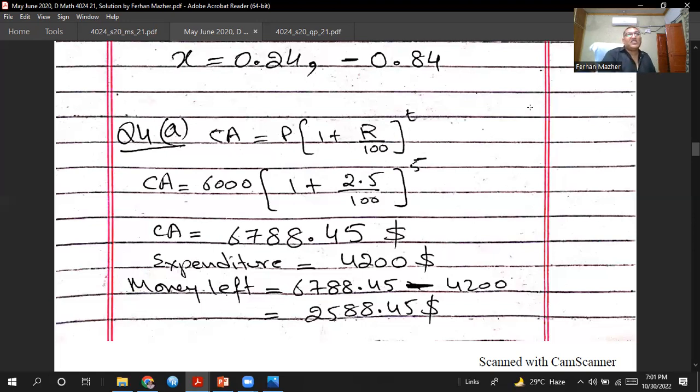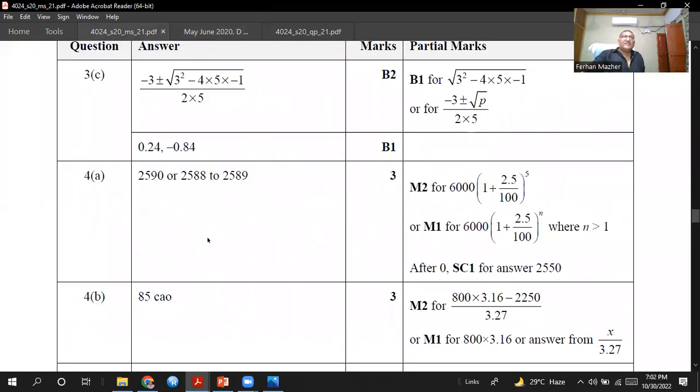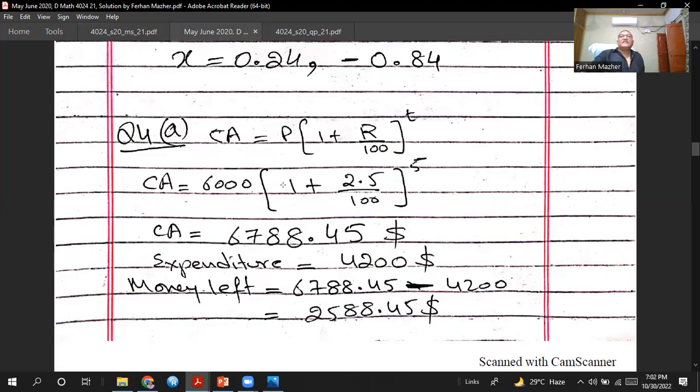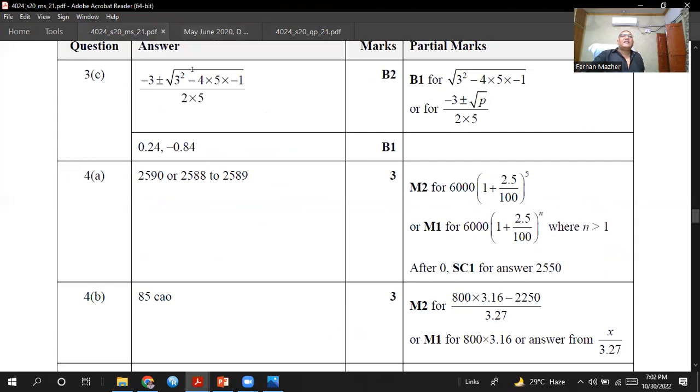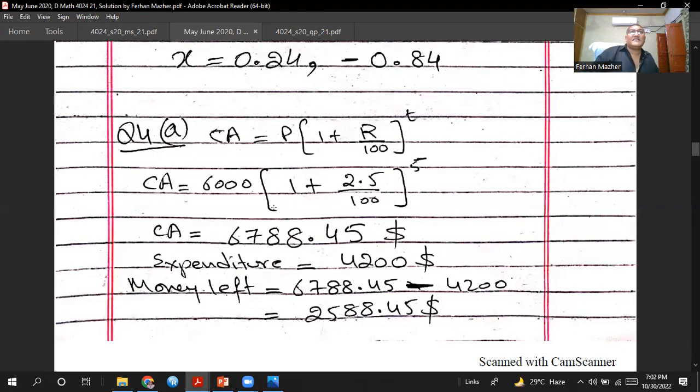$6,788.45. So this is the compounded amount which they will have in their account. From this account, they spend the expenditure of $4,200. So how much is the money left? That will be 6,788.45 minus 4,200, and that will be $2,588.45. So this is how you will do this question. Let's see what the answer is. Our answer is 2588, and their answer is 2590, which is 2588 rounded to 3 significant figures. So our answer is right.